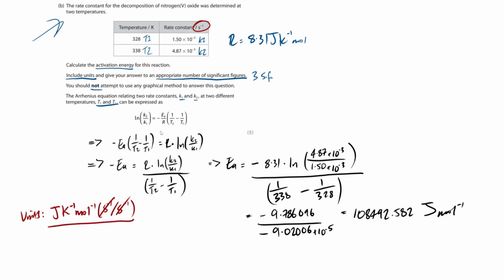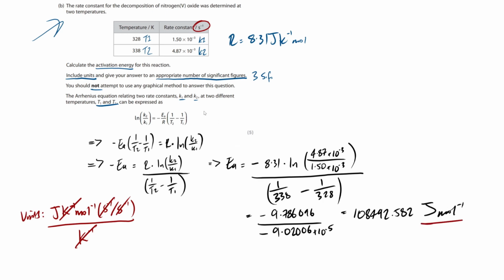Now, what have we got here? We've got 1 over T and 1 over T, so that's just 1 over Kelvin, which is the same as per Kelvin. Now then, hopefully you can see here that these per Kelvins also cancel, and therefore we're just left with joules per mole. So that's a little bit of explanation behind the units here. So that'll be our answer there.